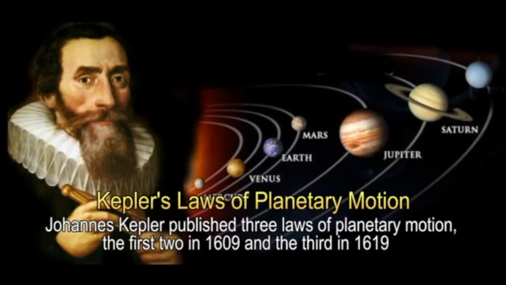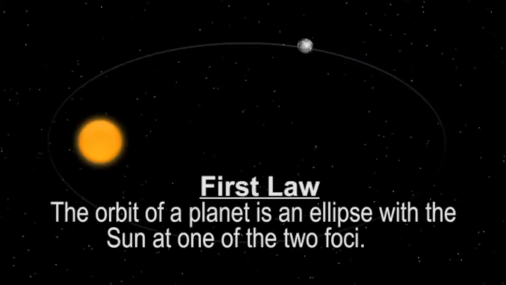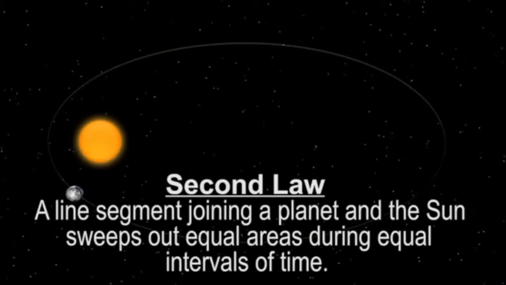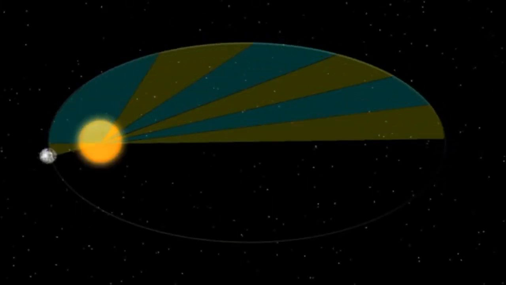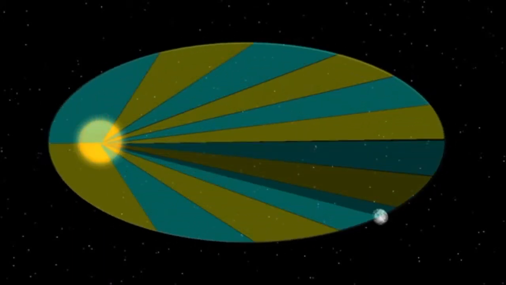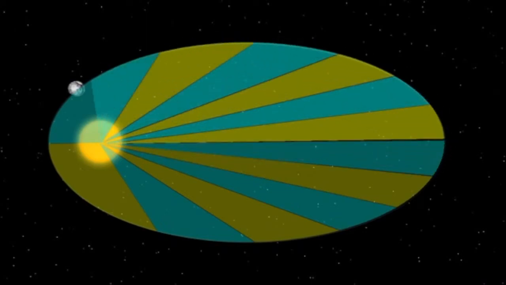The chapter concludes with Kepler's 3 laws of planetary motion. Kepler's first law states that the orbit of a planet is an ellipse with the Sun as one of the two foci. The second law states that a line segment joining a planet and the Sun sweeps out equal areas during equal intervals of time. This means that each of the shaded regions shown is exactly the same area. As the planet moves closer to the Sun, it speeds up. As it moves away, it slows down.